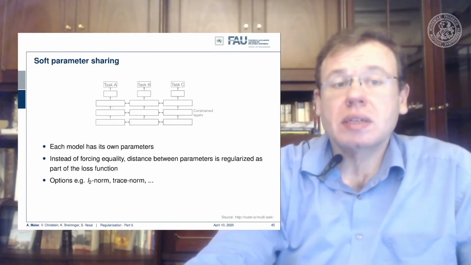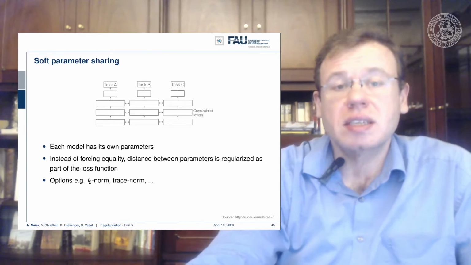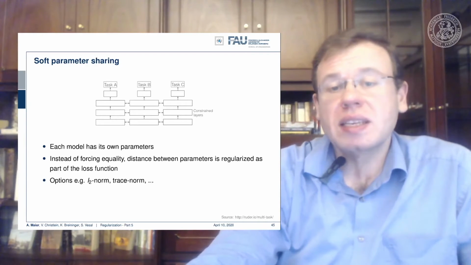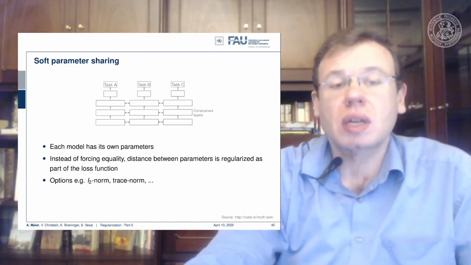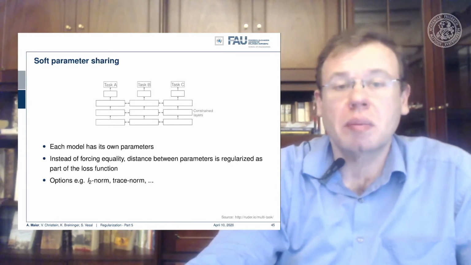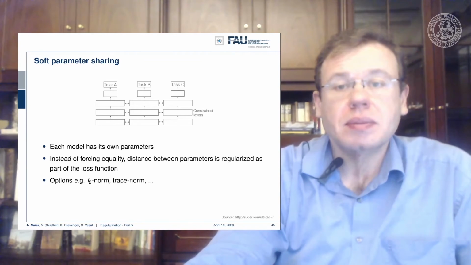Instead of hard sharing, you can also do soft parameter sharing. Soft parameter sharing introduces an additional loss. So you constrain the activations in particular layers to be similar. Each model has its own parameters, but we somehow link them together to perform similar extraction steps, yet different extraction steps in the constrained layers. And you can do that, for example, with an L2 norm or other norms that make them similar.